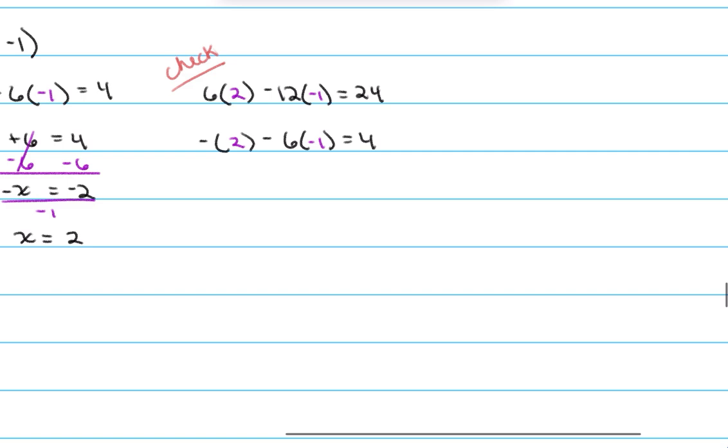Okay, I'm going to clean these up. So I end up with 12 plus 12, because a negative times a negative is a positive, and I get 24 equals 24. That's a true statement, so I'm halfway there.